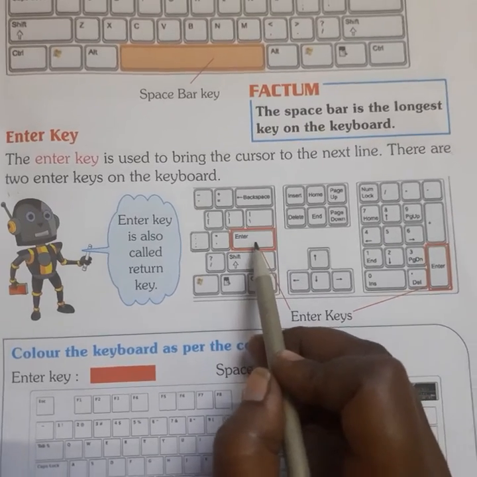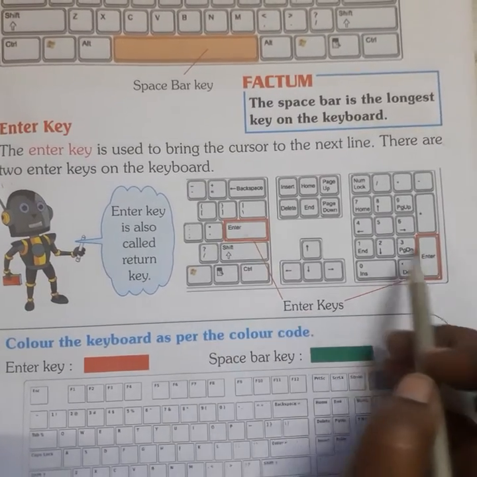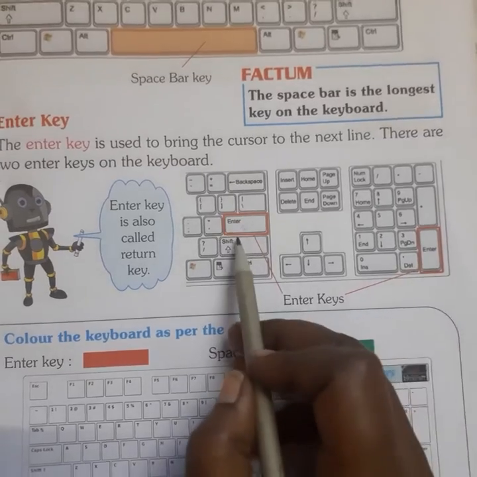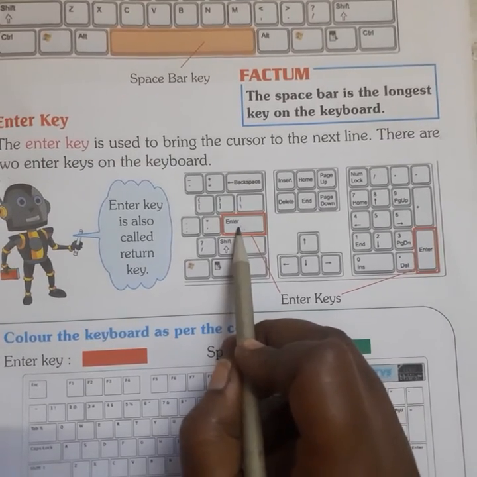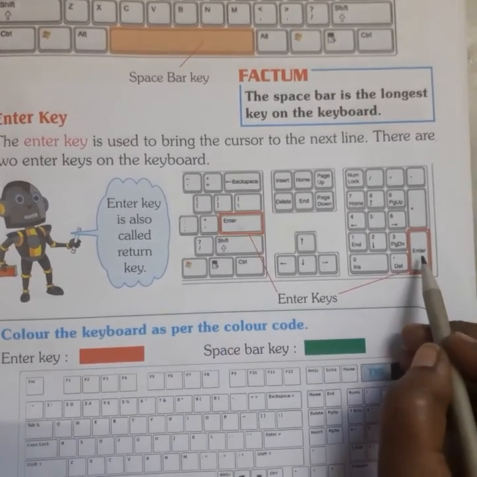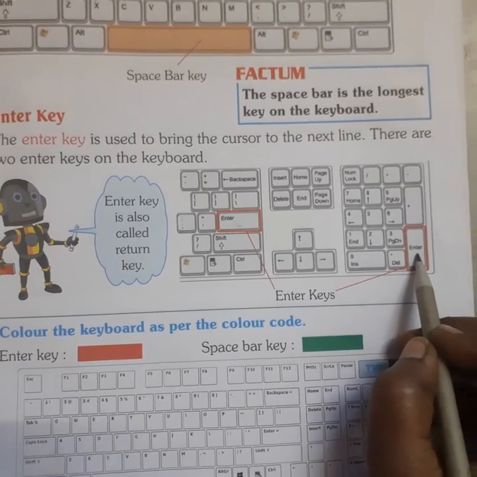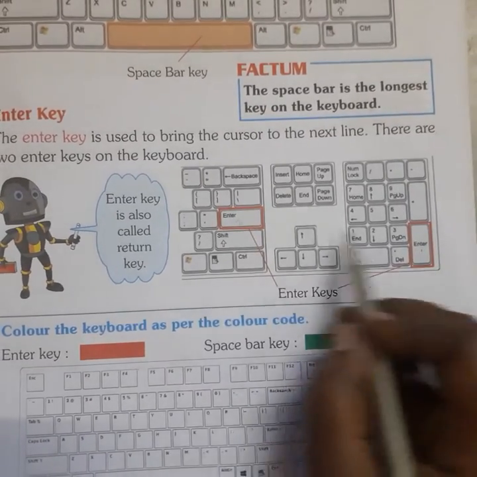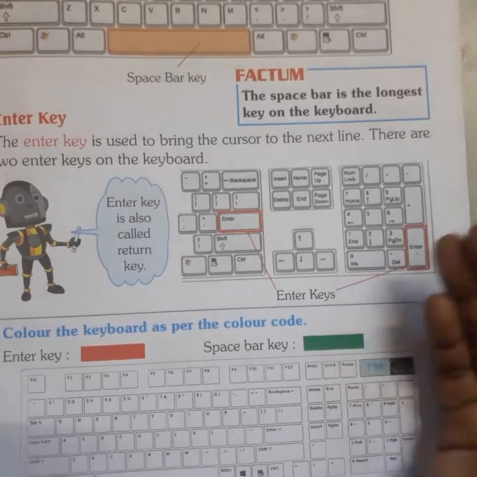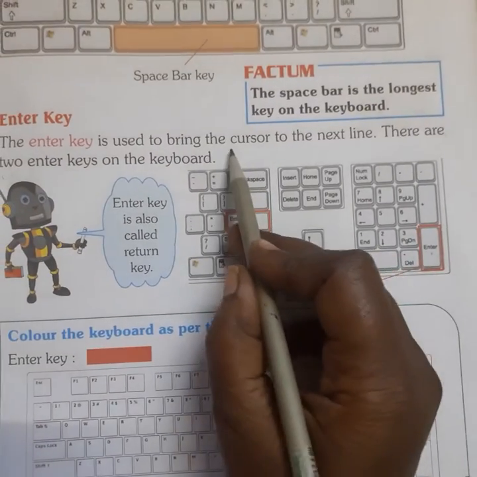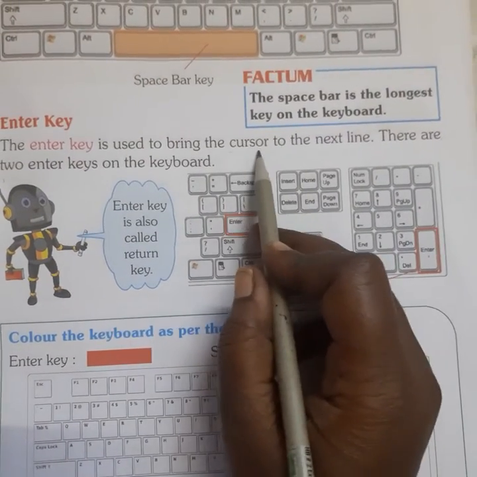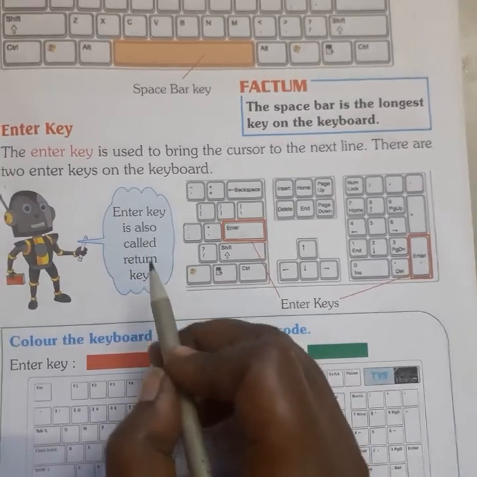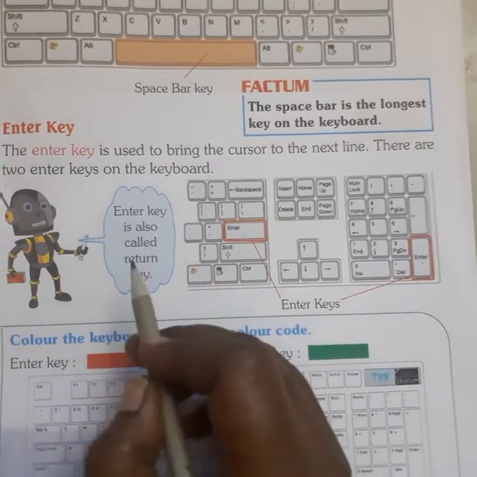This enter key is present in two places on the keyboard. One is in this alphabetical keyboard, and the next is in the numeric keypad. So this is called the enter key. By using this enter key, we come to the next line, meaning the cursor will come to the next line. Cursor means, you know, the one blinking line appearing on the screen.